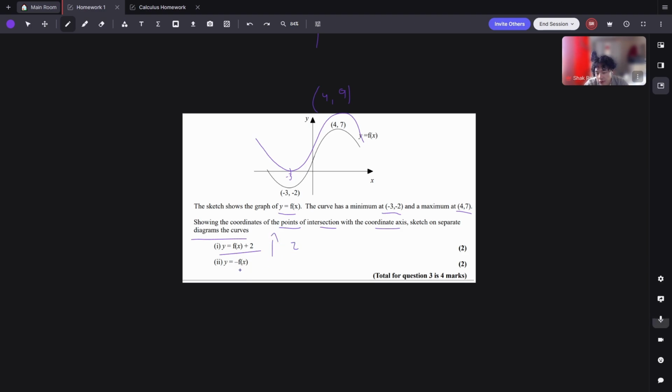This is minus f of x, so the minus is on the outside, so it actually flips upside down in terms of the x-axis. So it would look something like this, where this would be 4 and minus 7. And this would be minus 3 and 2. So the turning points would be flipped around because the y values are negative. The y-intercept is also going to be the negative version as well.